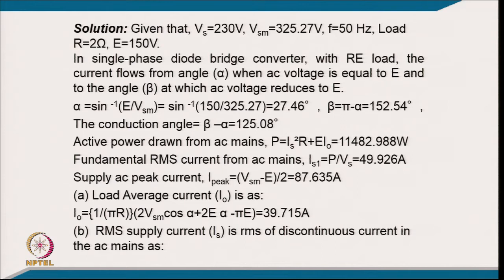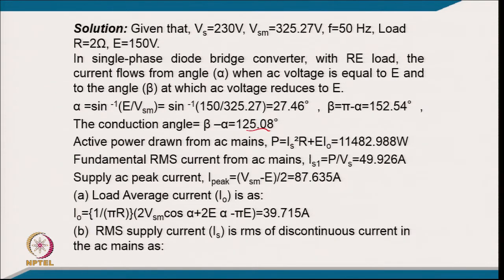So, from the relation we can call it Vm sin alpha equal to E. From this we can find out E; putting the value it comes 27.86, and beta will be pi minus alpha. So here it starts the current, here it ceases the current. So it is pi minus alpha, that is 152.54, and the conduction period, I mean beta minus alpha. So out of 180 it is only typically 125.08.